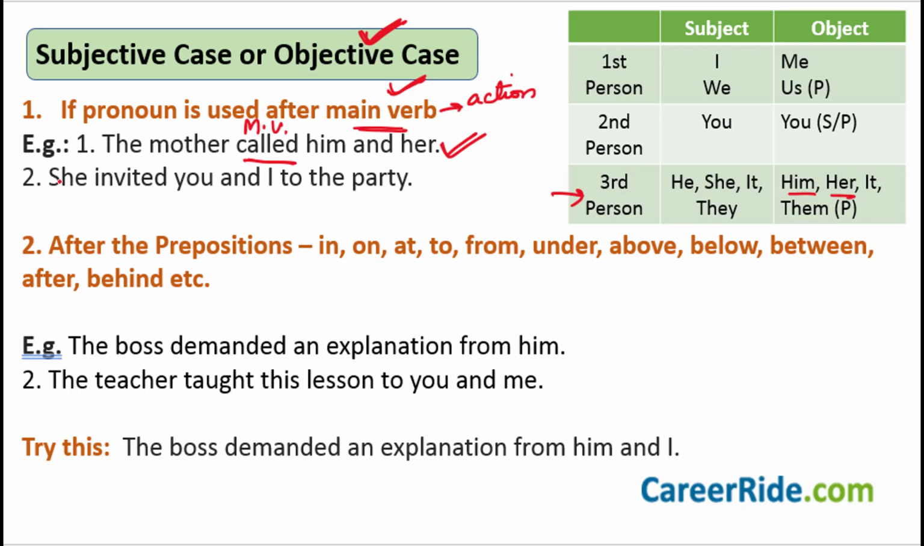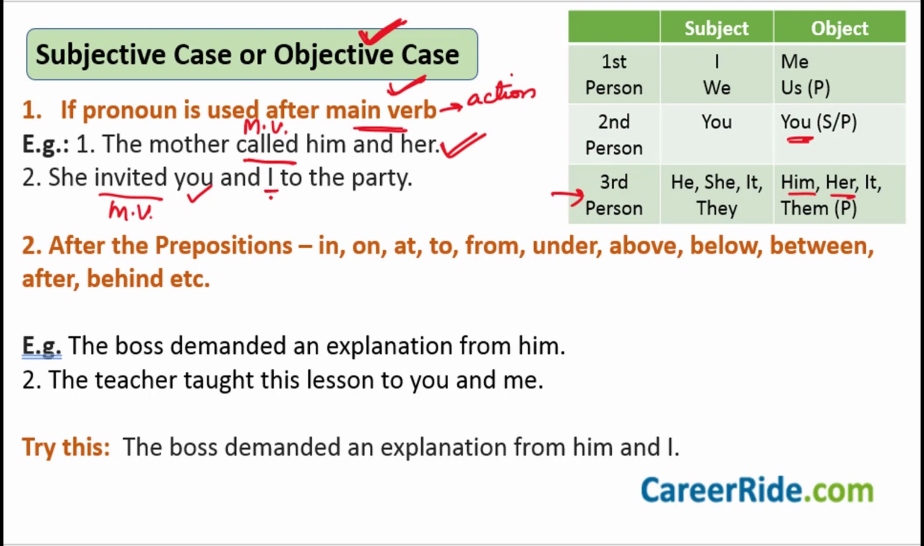Let's see sentence number 2. She invited you and I to the party. Let us first of all check what the main verb here is. The main verb is invited because there is no is, am, are, was, were type of word. This word is acting as the main verb. And in that case, we should be using the objective case of the pronoun. For second person, the objective case is you, so this is correct. And these two pronouns are joined using and, so this is also a pronoun. Which case should it be? It should be the objective case.